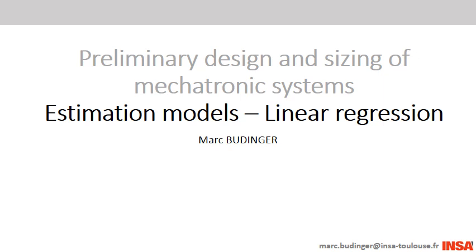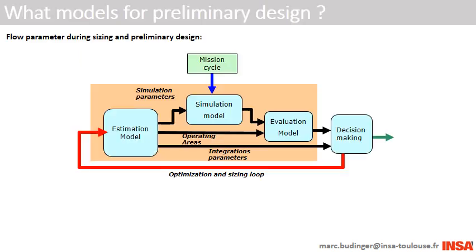This video is going to introduce you to the establishment of estimation models using linear regression based on catalog data. During the sizing and optimization process, different types of models will be necessary. Estimation models permit to estimate, from a reduced set of main parameters, all the parameters necessary for simulation, for integration study, masses, dimensions, and for the validation of the component's smooth running.